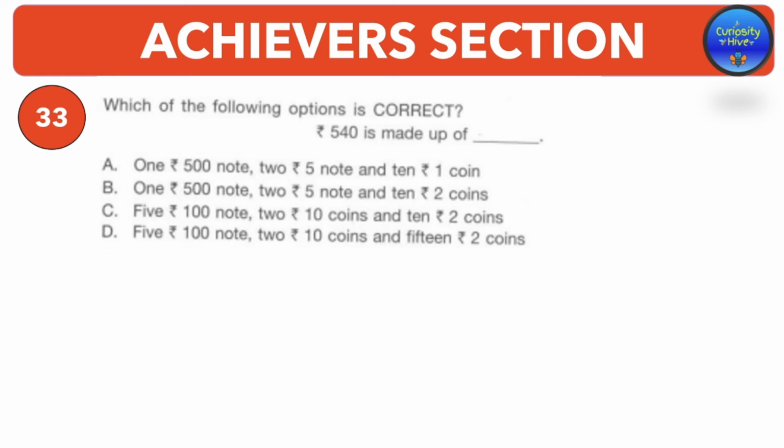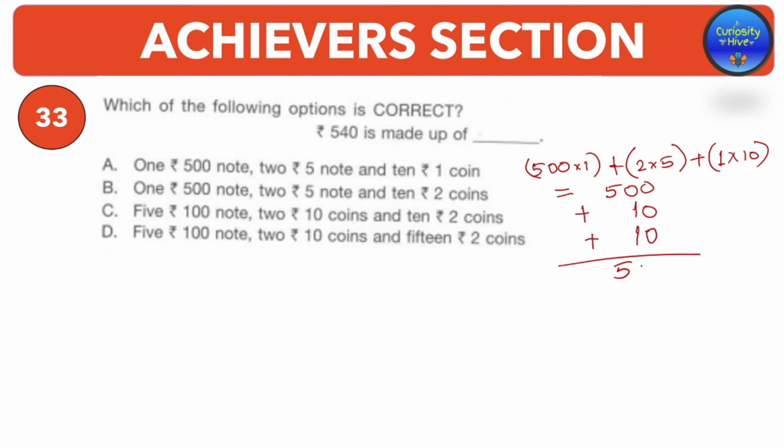Now, A says 1 500 note, that is 500 times 1. 2 5 notes, that is to this we add 2 times 5. And 1 10 coin, that means 1 times 10. So the sum of this is 500 plus 2 times 5 is 10 plus another 10, which gives us 520. So this is how we should solve each ABCD. And when you solve that, you will get that option C is the right answer.